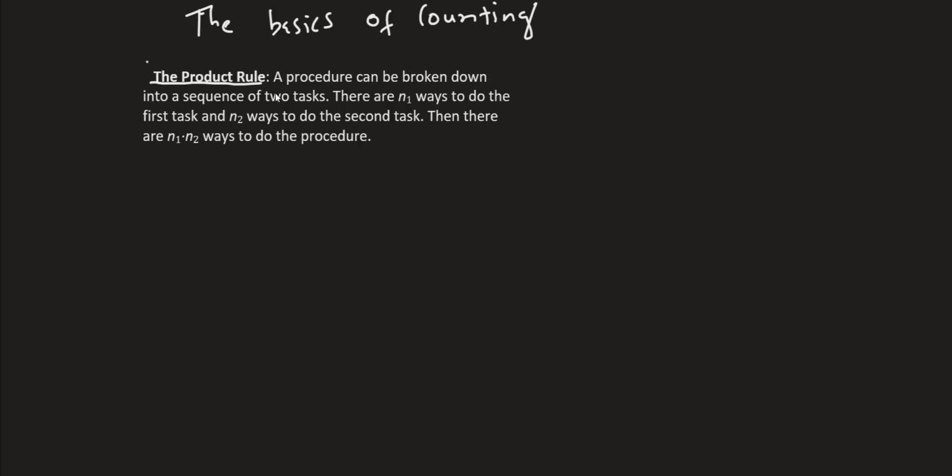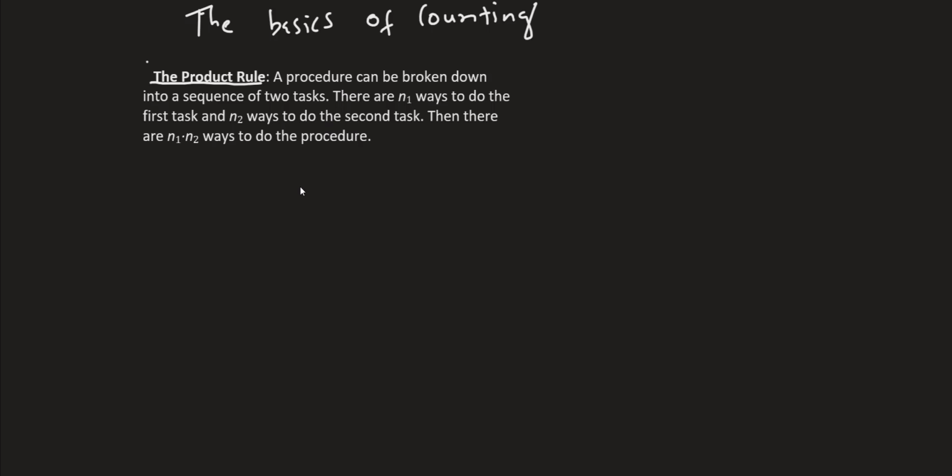The product rule states that for a procedure that can be broken into a sequence of two tasks, if there are n1 ways to do the first task and n2 ways to do the second task, then there are n1 times n2 ways to do the procedure.